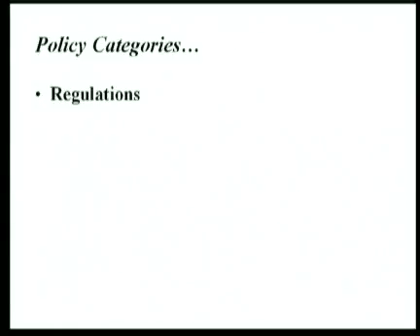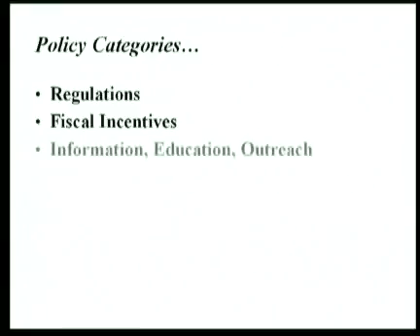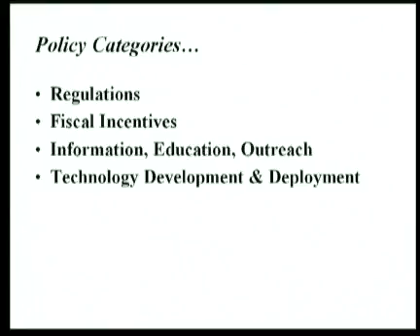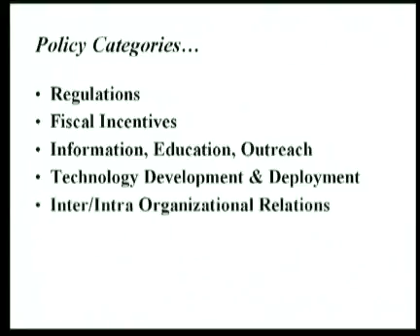So those are factors that influence social movements. Now the policy categories. These are your controls, things you can do to help achieve those improvements in quality of life: regulations, fiscal incentives, information, education, outreach, technology development and deployment, inter and intra-organizational relations, enforcement.